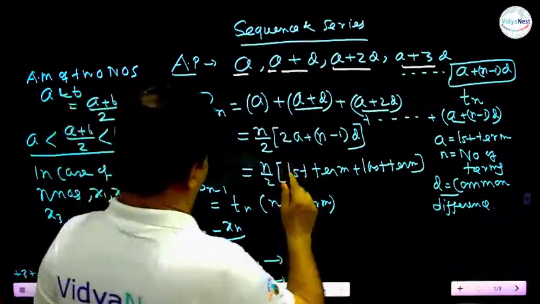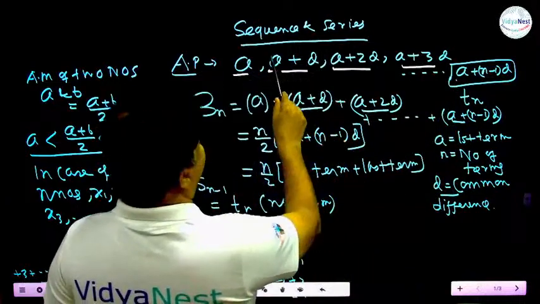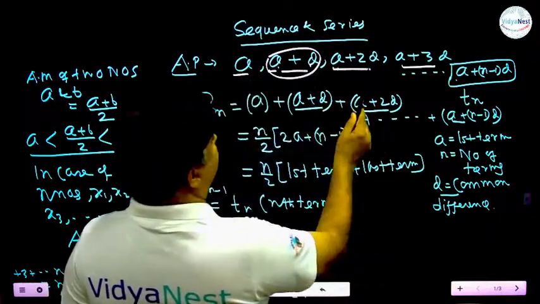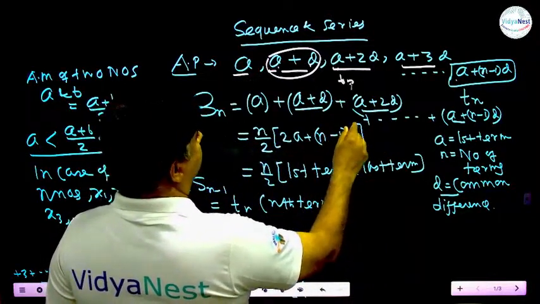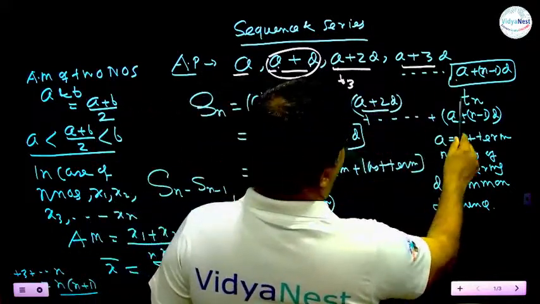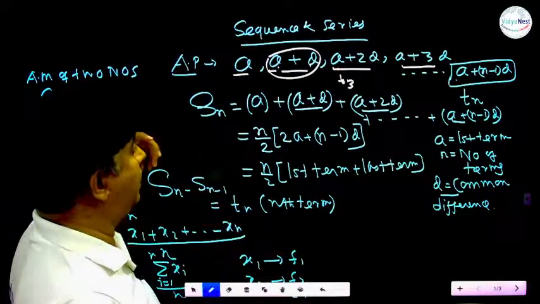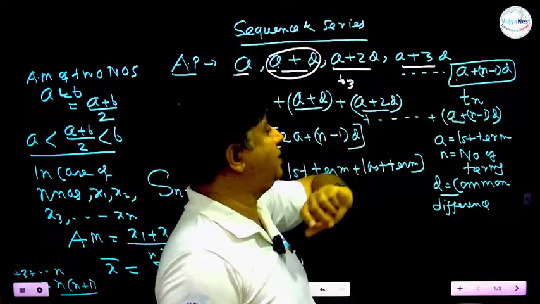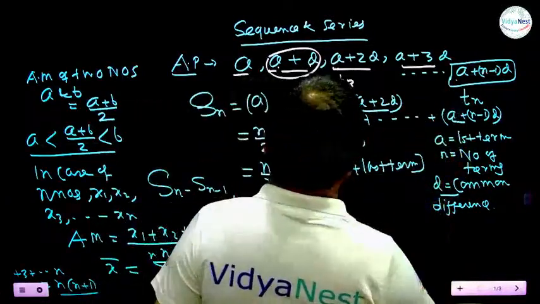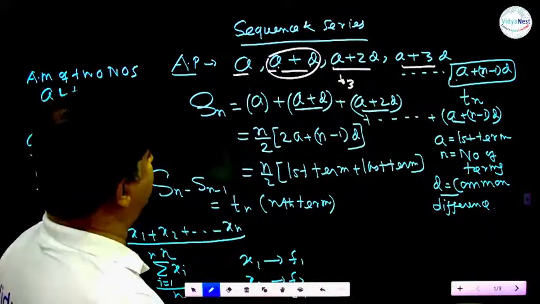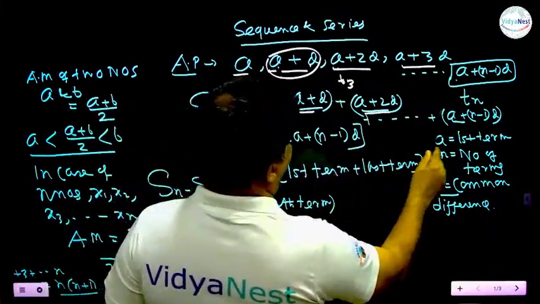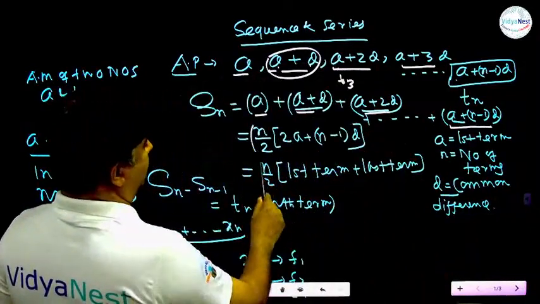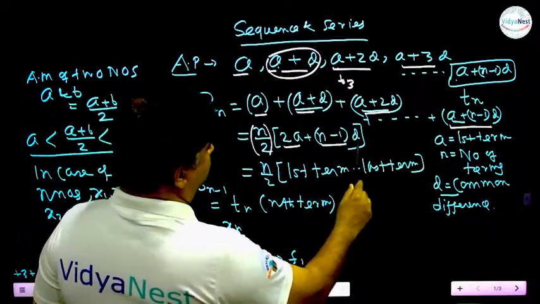So look here: this is the second term a plus d, this is the third term a plus 2d, fourth term a plus 3d. So in this way, taking the trend, I have got Tn equal to a plus n minus 1 into d, that is the nth term. And the summation of all these numbers, a, a plus d, a plus 2d up to a plus n minus 1 d, is n by 2 into 2a plus n minus 1 into d.